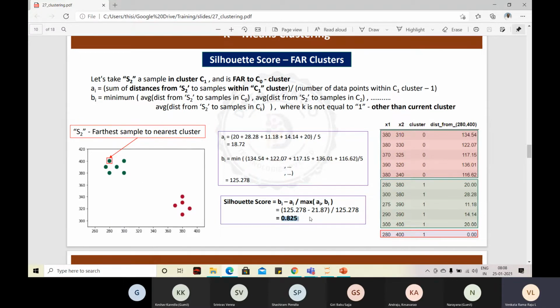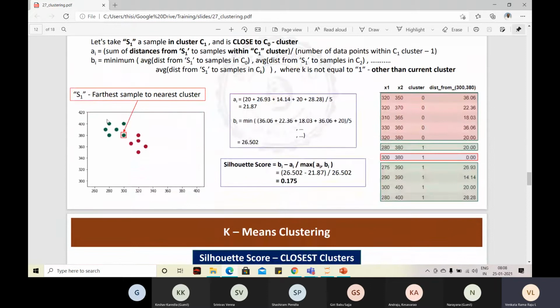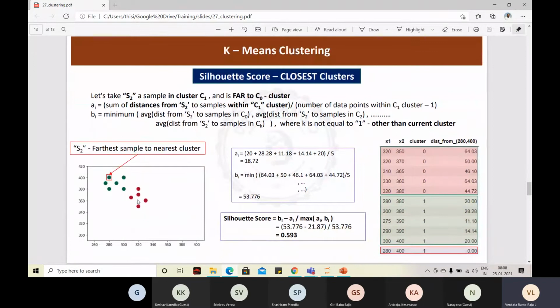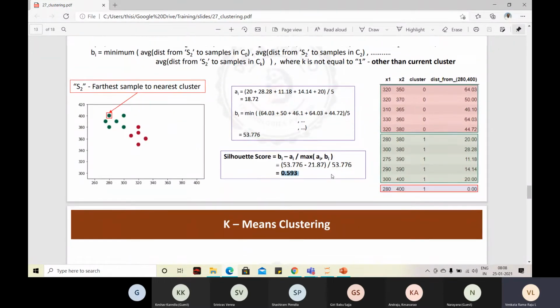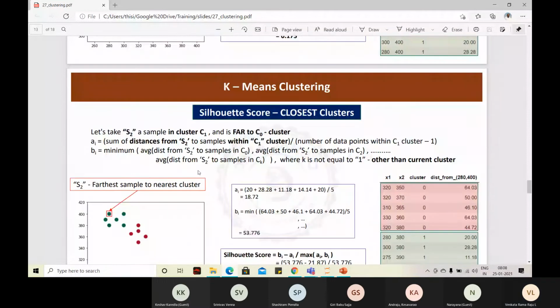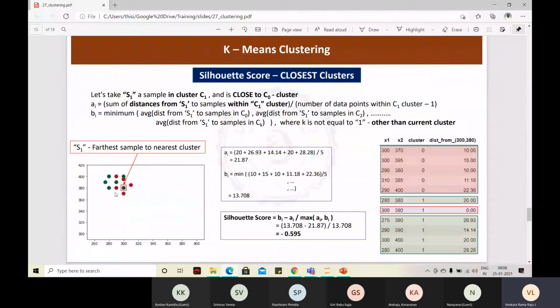Okay, so that is another example, right? So closest to each other. I have taken another two clusters which are close to each other, and tried to calculate a data point which is close to the neighboring cluster. See that, 0.175. A data point which is far from the neighboring cluster, 0.593, right? See that?